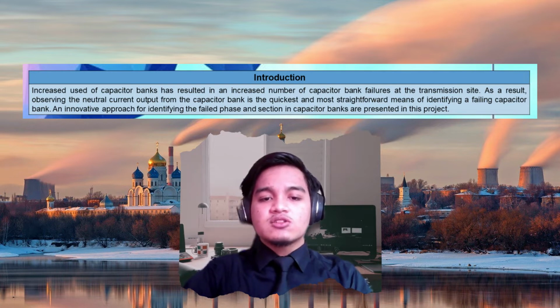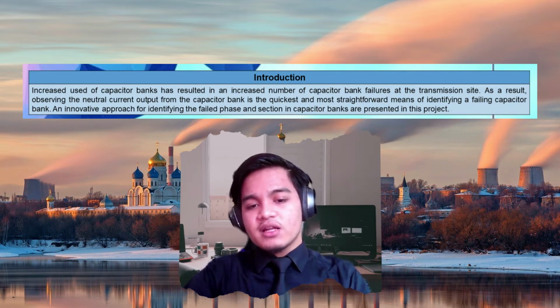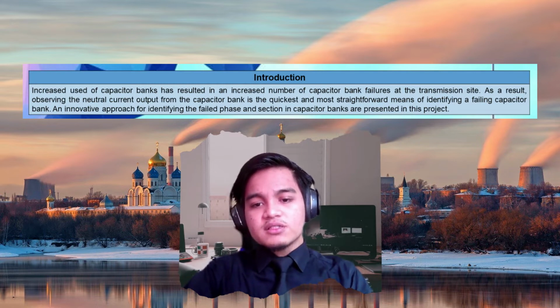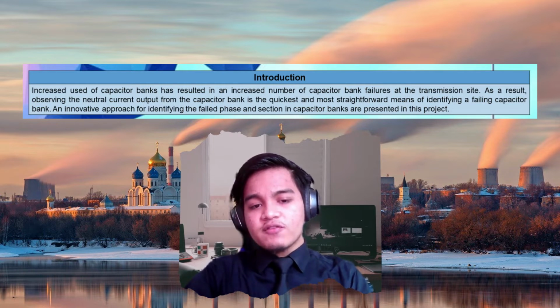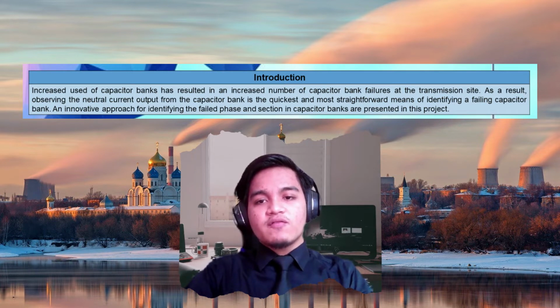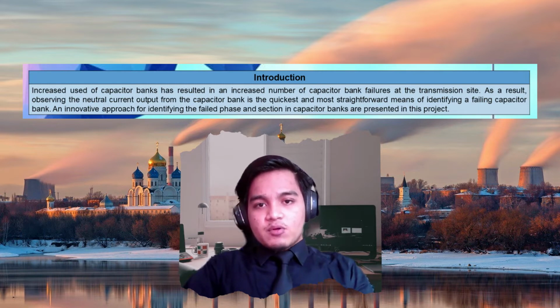However, the increased use of capacitor banks has resulted in an increase in the number of capacitor bank failures at the transmission side. As a result, observing the current output from the capacitor bank is the quickest and most straightforward means of identifying a failing capacitor bank. So, an innovative approach for identifying the failing phase and section in a capacitor bank is presented in this project. The approach used in detecting the faulty shunt capacitor bank is the unbalanced current approach.